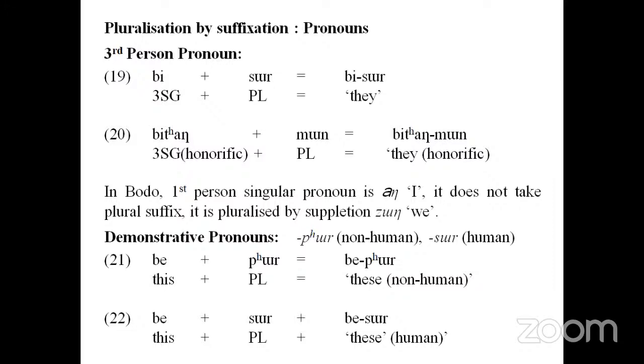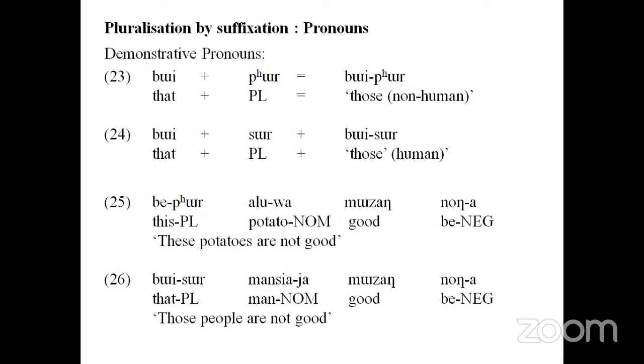For example, in the demonstrative pronoun, be plus per, be per. Here, per is for non-human, and sir for human. Be per, this demonstrative is for non-human, and be sir, this demonstrative is for human. Demonstratives like this: be plus per, be per, here those are non-human, and be sir, here those are human. In sentences, examples given here: beper alwa mazang nonga, these potatoes are not good, and 26, be sir mansia mazang nonga, those people are not good.